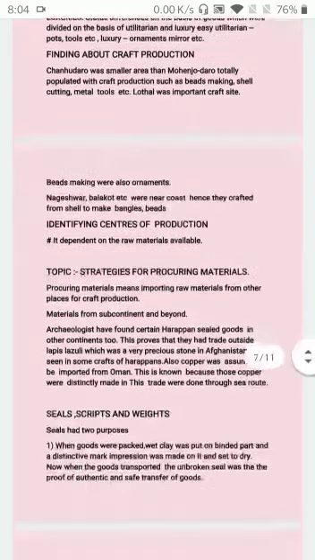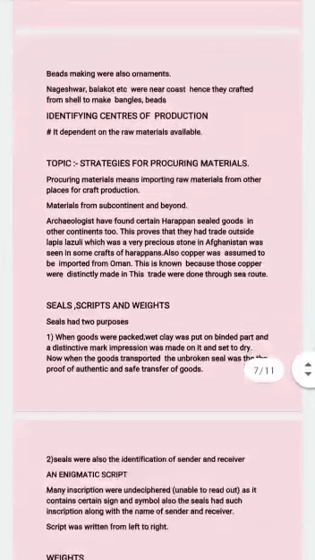Now identifying certain production. When the goods were seen, it was identified that this production was done in the area where the raw materials were actually available.